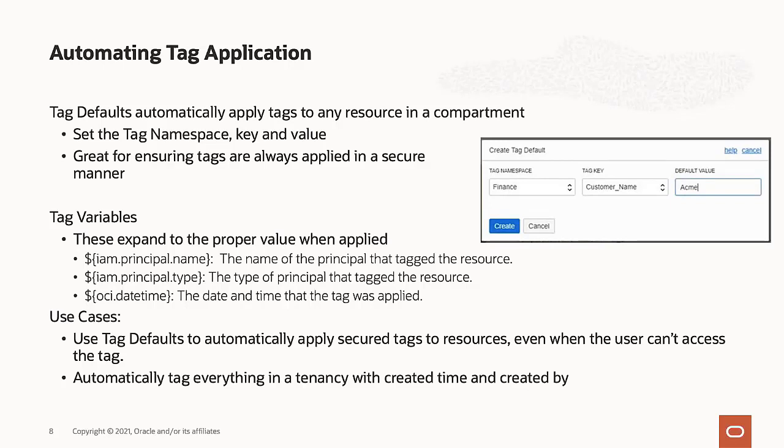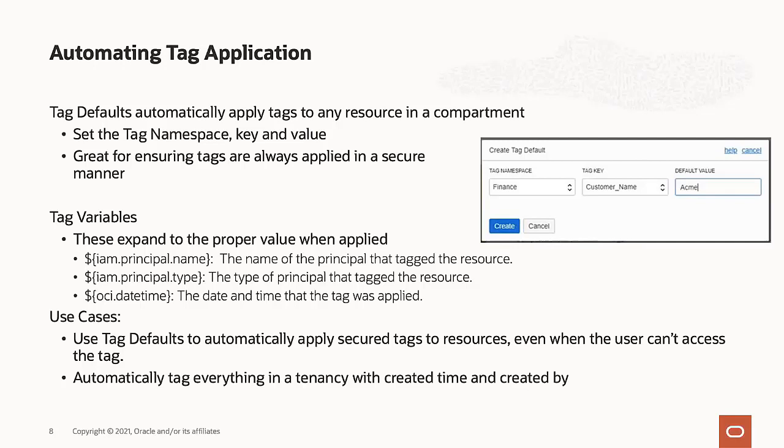But some of the use cases around automating tagging would be just to have those secured tags, and then instead of having to think about if your users are applying tags appropriately, you can set up a tag default to ensure that your resources that are created are going to be tagged right from the get-go.